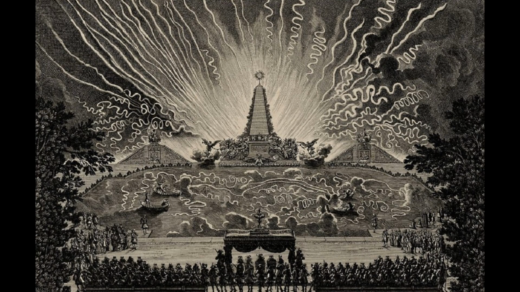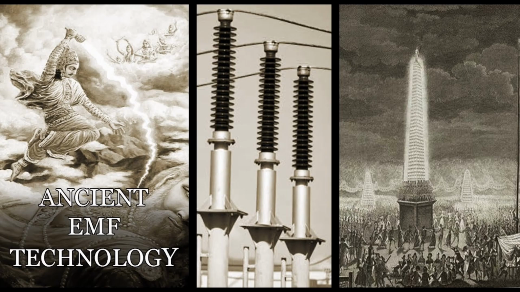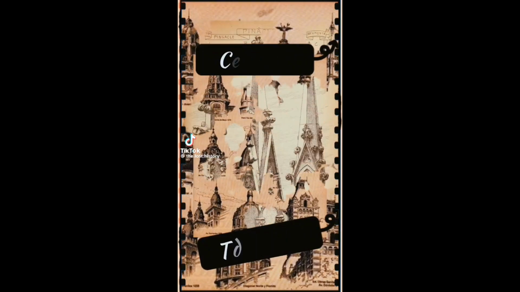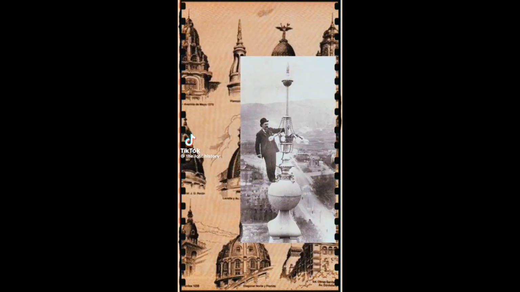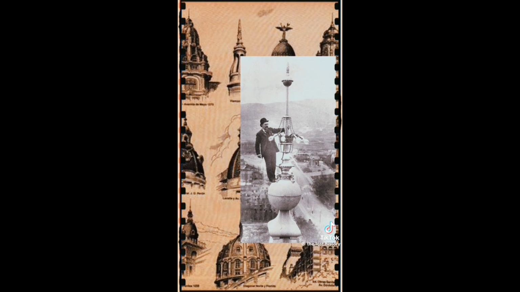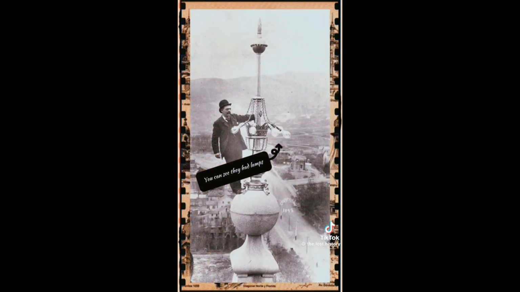So, free energy, how does it work? Well, you have something called the ether. It's an electrical pulse. That's what causes lightning, right? Now, you can see in these drawings and in ancient buildings and churches, these huge spires. These were antennas, right? And then in the center was an amplifier and then a cathode.